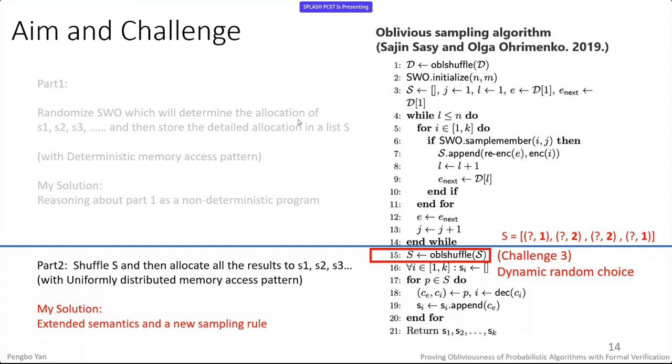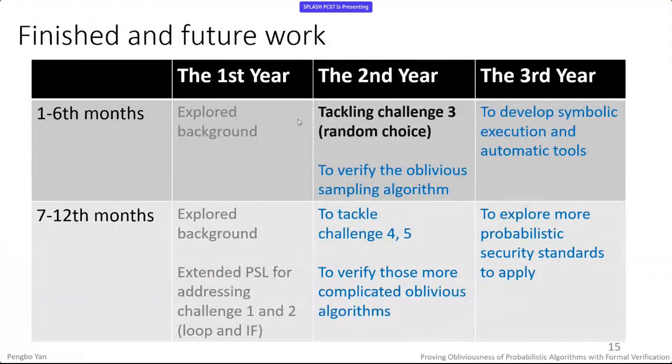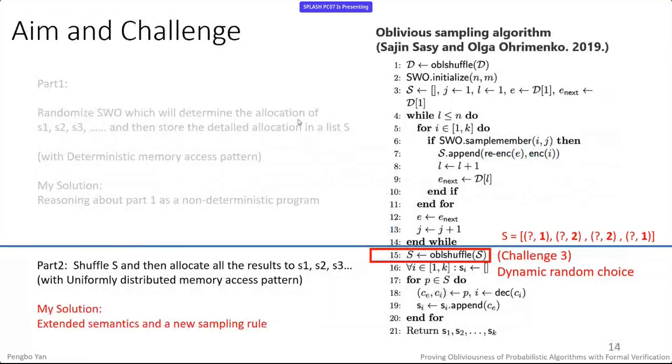Oh, you didn't do that yet? Yeah, I have done that. But not published yet. It's still ongoing. I will try to submit the paper later, after I finish the rest of the plan, like after I finish tackling challenge 3 and verifying the oblivious sampling algorithm.